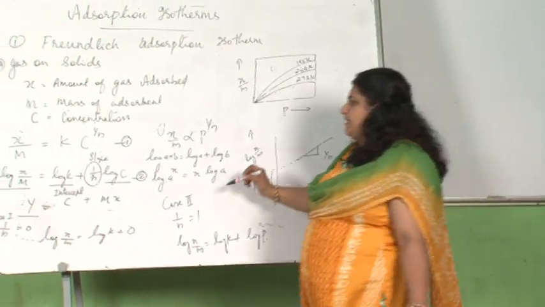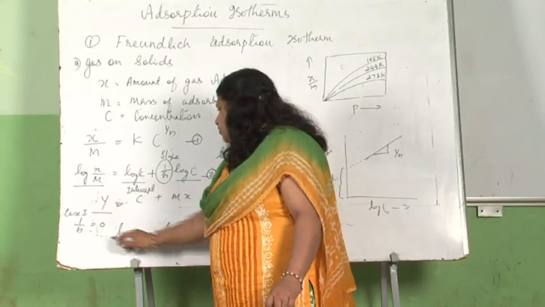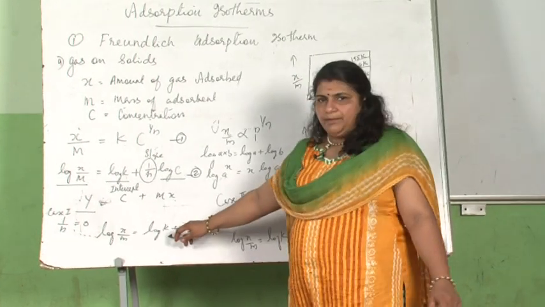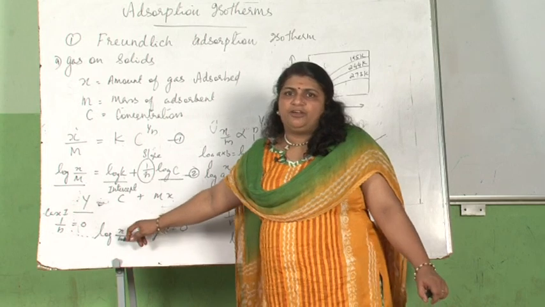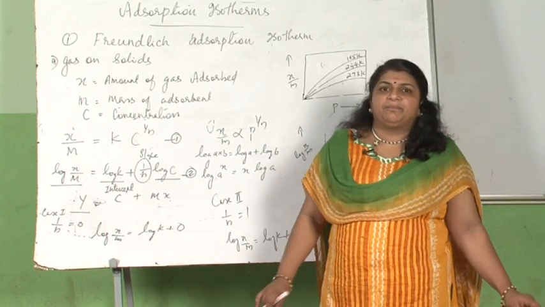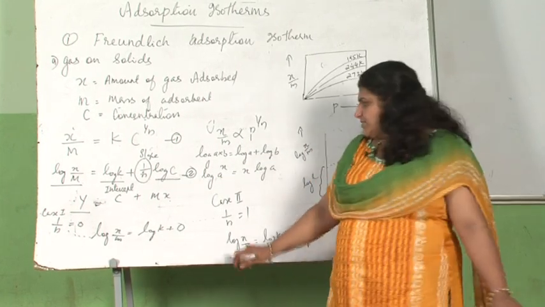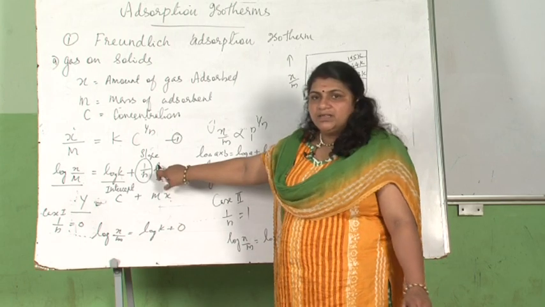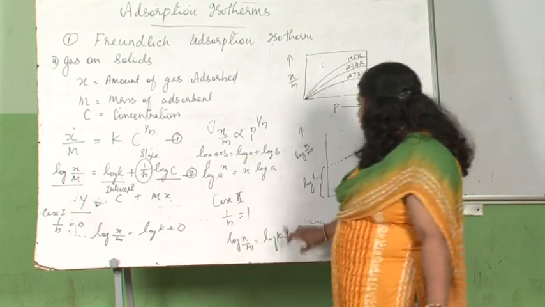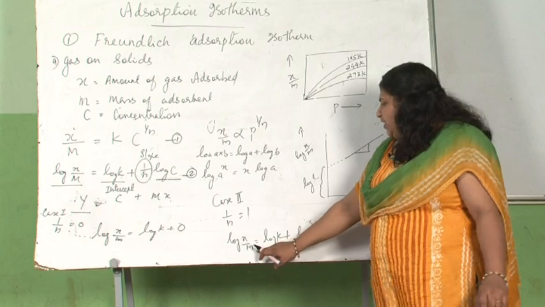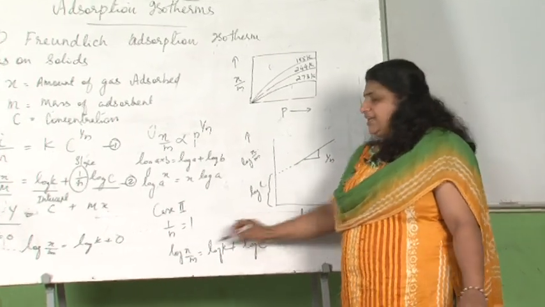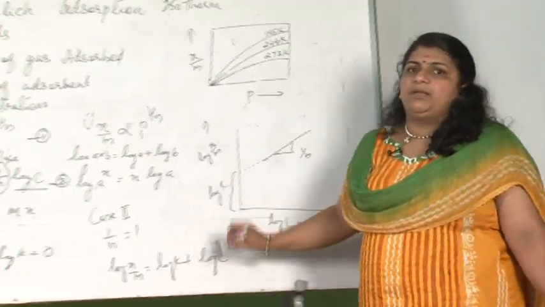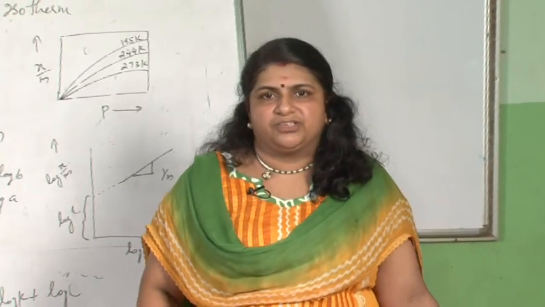The same conditions are applicable. If 1 by n is 0, log x by m is equal to log k. In that case, extent of adsorption is independent of concentration. I cannot say pressure, it is independent of concentration because the log c term becomes 0. Case 2, if 1 by n is 1, log x by m is equal to log k plus log c, meaning extent of adsorption depends upon the concentration of the solution.